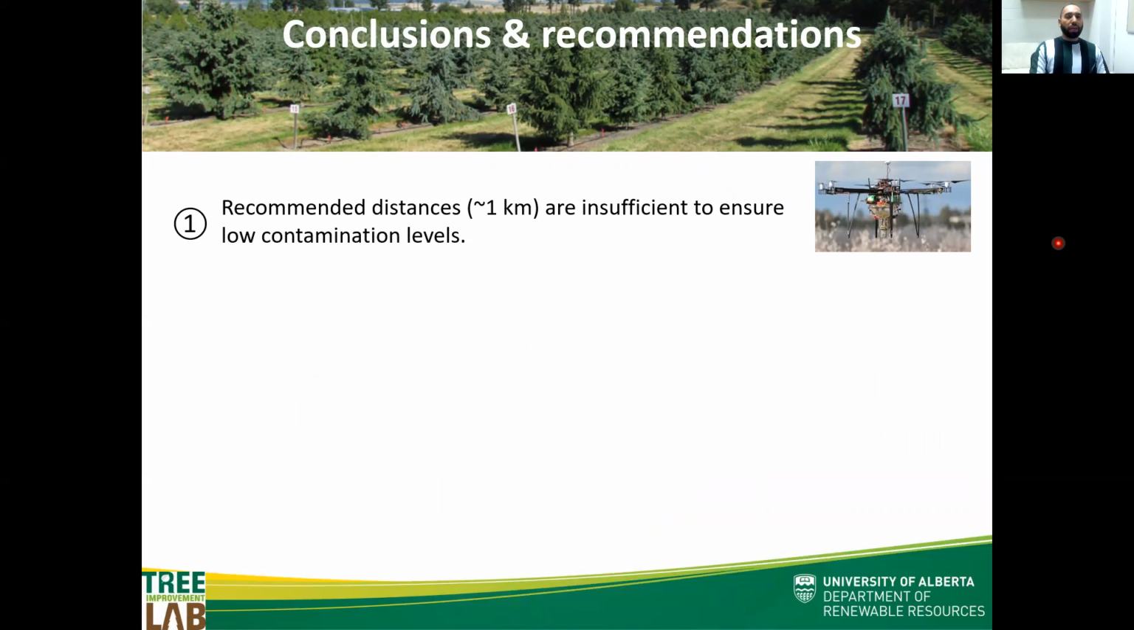So as conclusions, as our recommendations, first, the usual recommended distance of 1 kilometer between orchards of the same species, or between orchards and natural stands, is insufficient to ensure low contamination levels. For this, we recommend using drones carrying pollen. They are called drop copters.